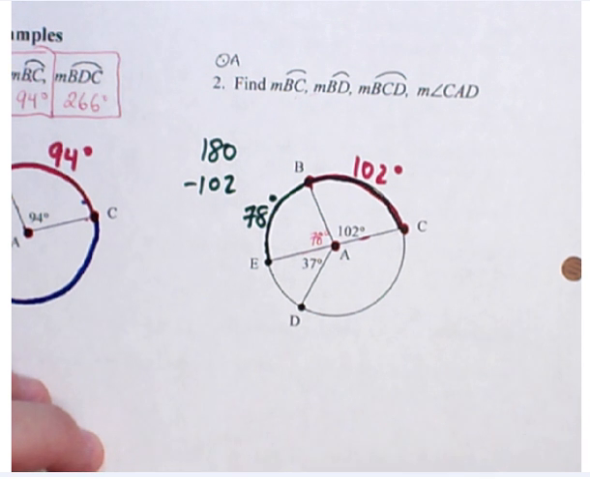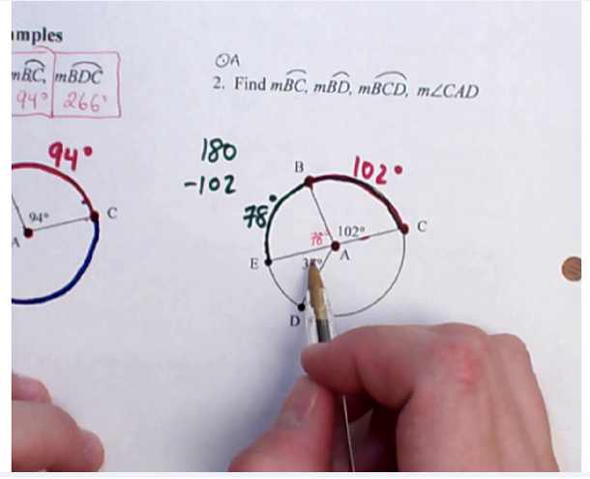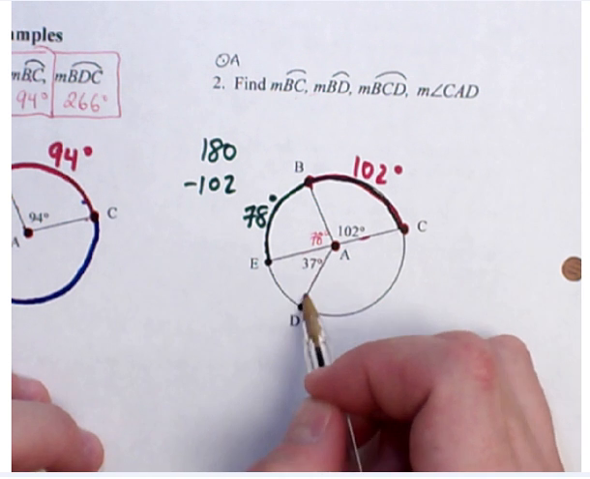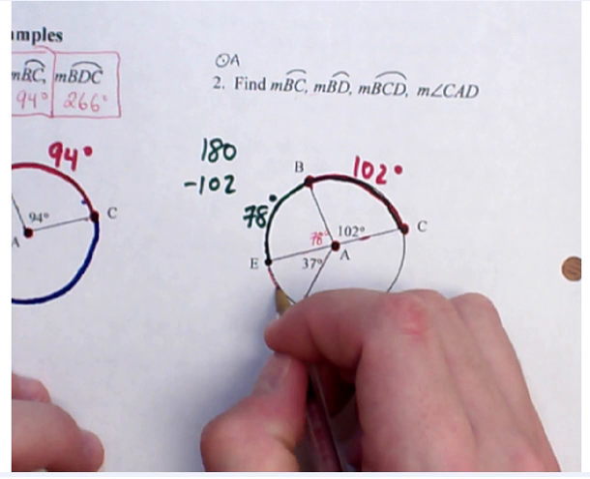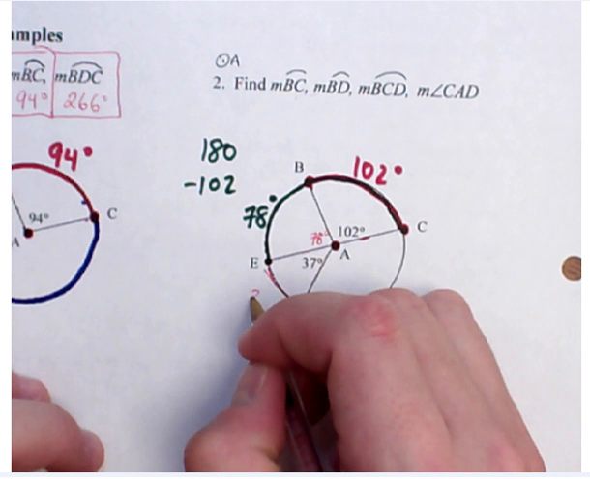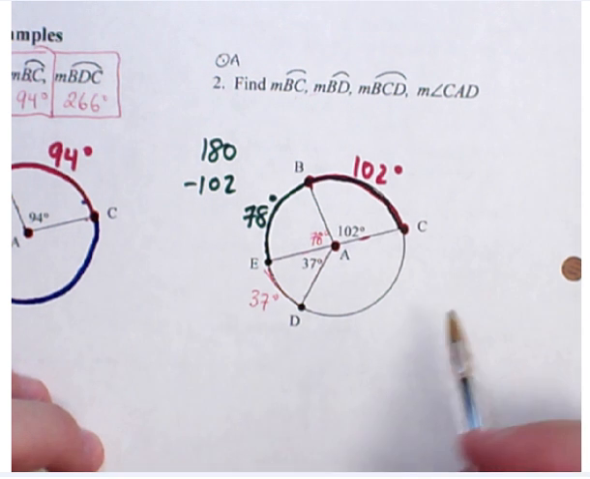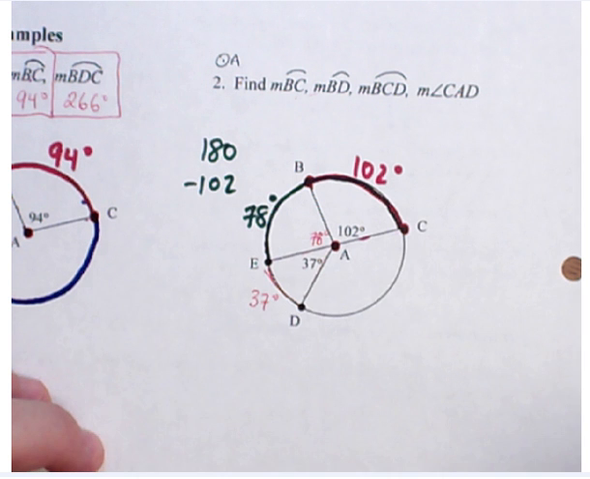Now let's see, what else do we know here? You have a central angle measure of 37. Well, what that tells you is that the arc measure has to be 37 degrees. So we know that. And then the last piece here is DC, arc DC.